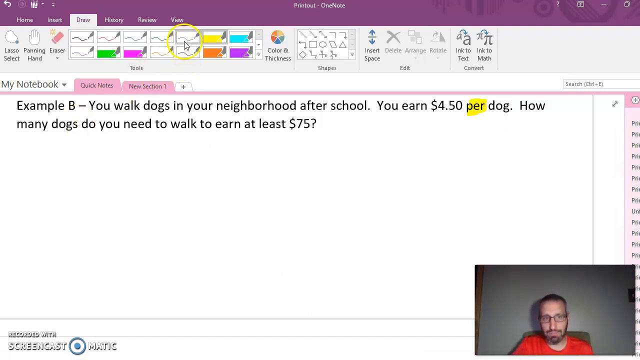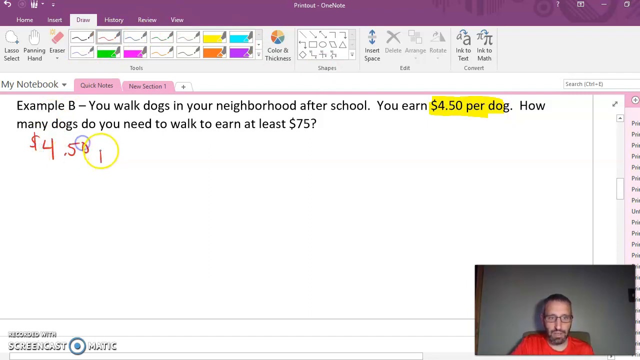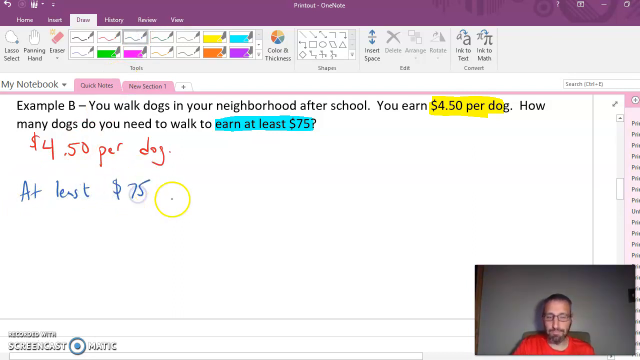Okay, so I'm going to pull out my important information here again. And I guess I'll just go with yellow and write that in red. It's $4.50 per dog. Okay. I want to earn at least $75. I like that word "at least." That strikes me as some sort of inequality sign there, right?